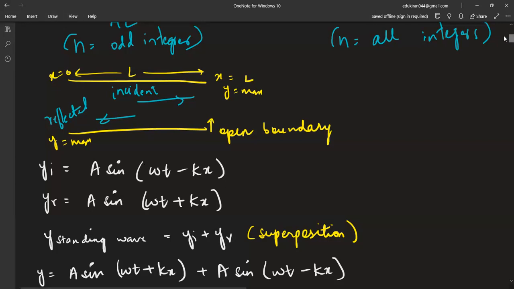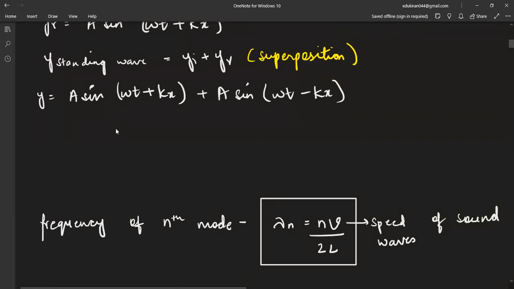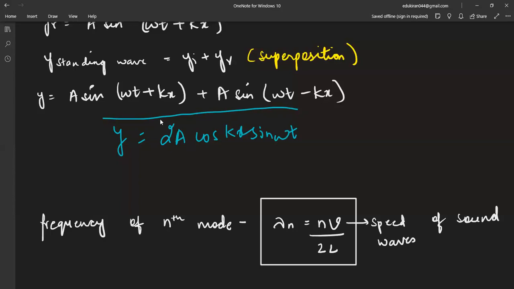So what would be the equation that you will receive? The equation will be 2A cos kx sin omega t. We are adding them. Yes, Harsha, we are adding them. This is an identity, sin a plus sin b. So that's why we're getting cos kx sin omega t.